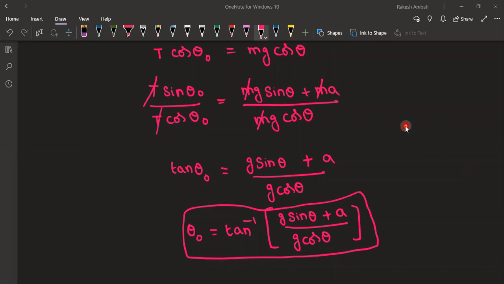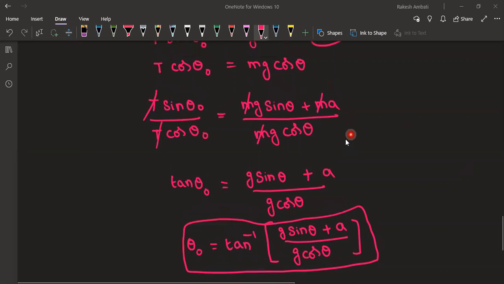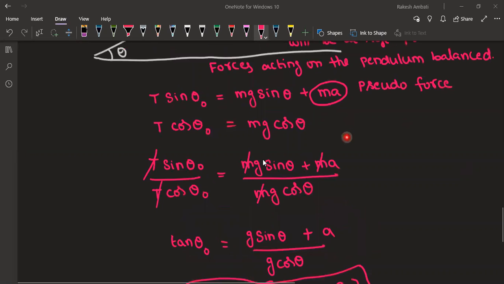So do you have any doubt in this question? There is no new point. The only thing is we have to consider pseudo force. That's it. Okay.